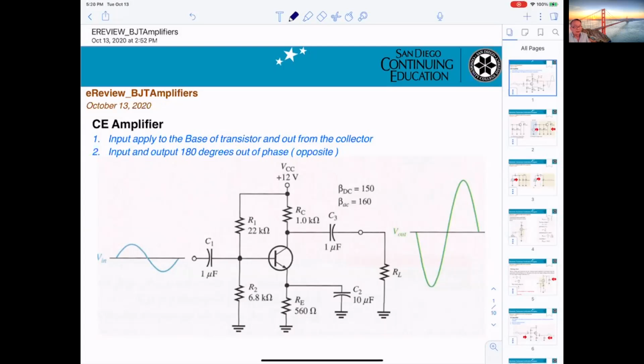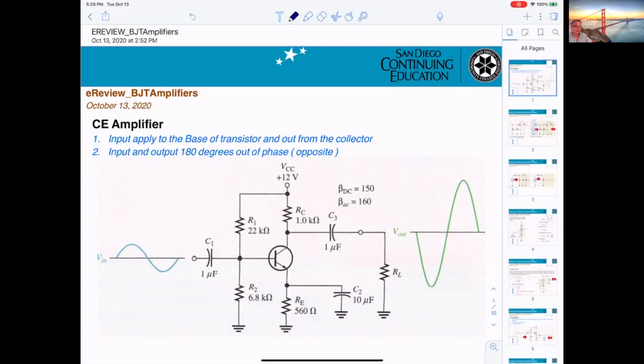So now the first one will be a common emitter. Input will be applied to the base. Output will be from the collector. And the input and output will be opposite, or we can say they will be 180 degrees out of phase. Okay, that is a basic thing any technician needs to know.